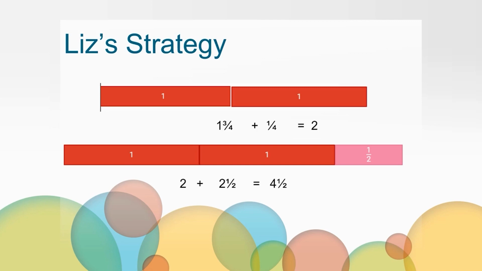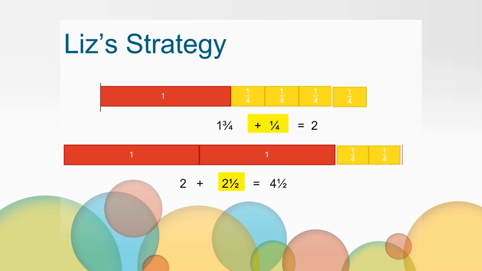Actually, Liz knew that she started with 1 3/4 cups and added more until she got to the total needed, 4 1/2 cups. So her answer was not 4 1/2. She went back to what she added. First, she added 1/4 to make 2. Then she remembered that she added 2 1/2. She knows that 1/2 is the same as 2/4. So 2 1/2 plus 1/4 is the same as 2 2/4 plus 1/4, which is 2 3/4.